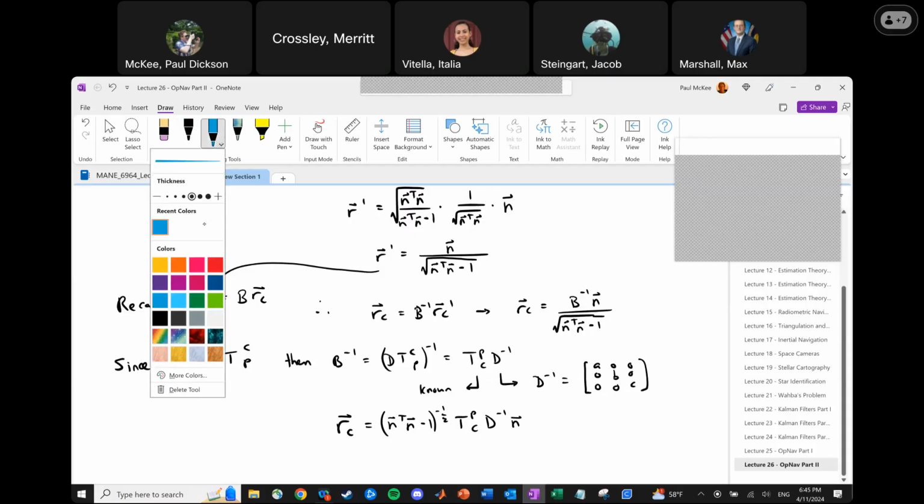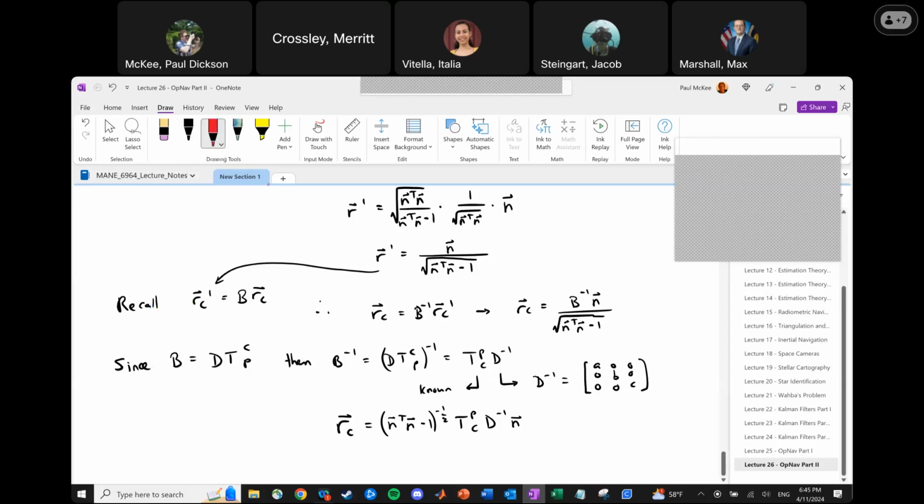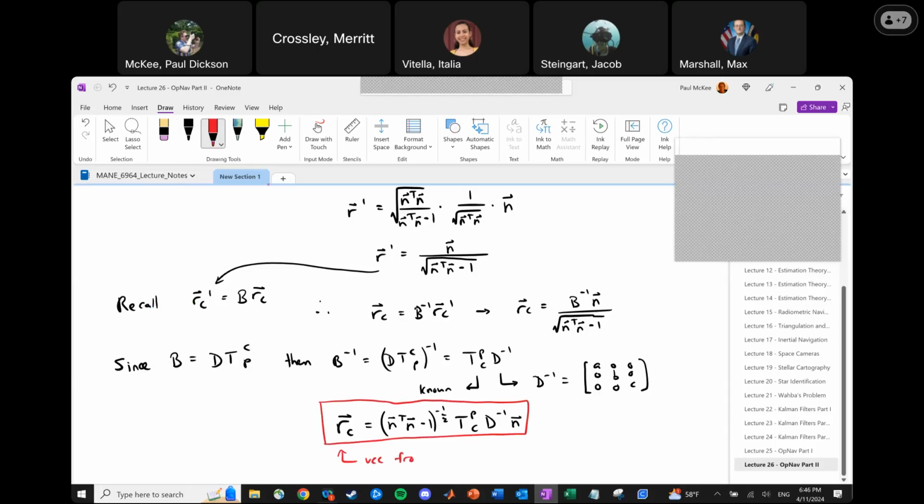And that is it. We are done. This is the horizon-based OpNav equation, non-iterative. This is the vector from spacecraft to planet in the camera frame. If you want it in some other frame, you'll need to do a rotation. If you want it to be from the planet to the spacecraft, you just take the negative, right? But this is the horizon-based OpNav equation, so it gets a big star.